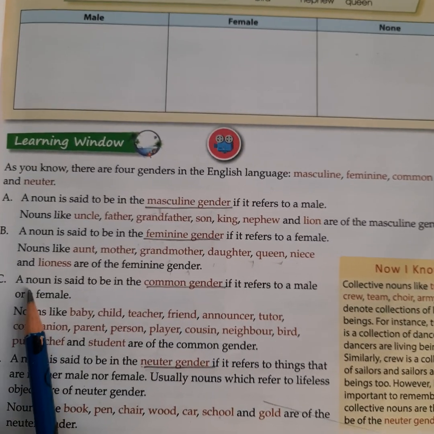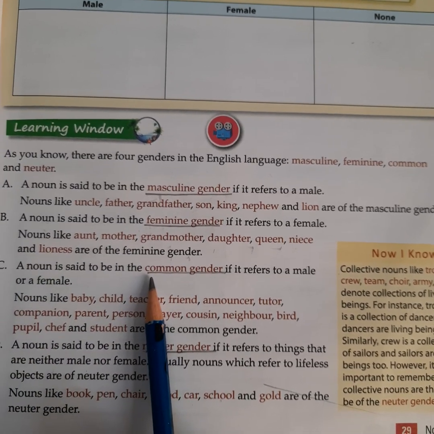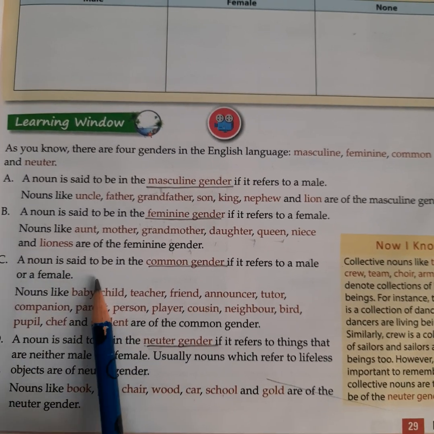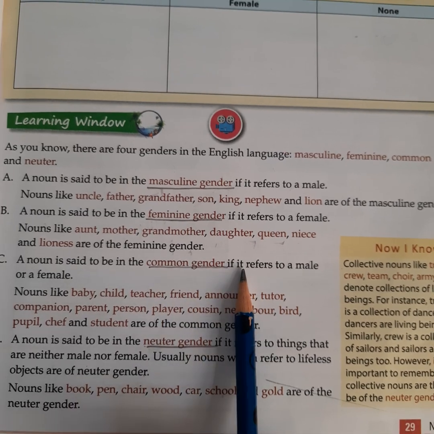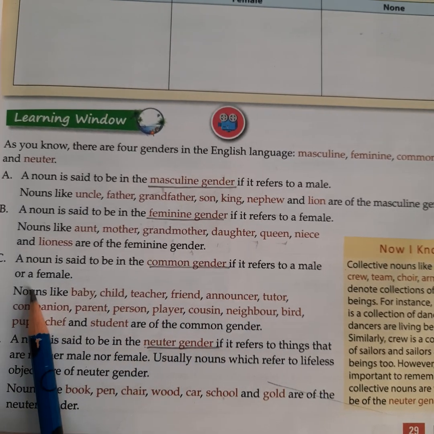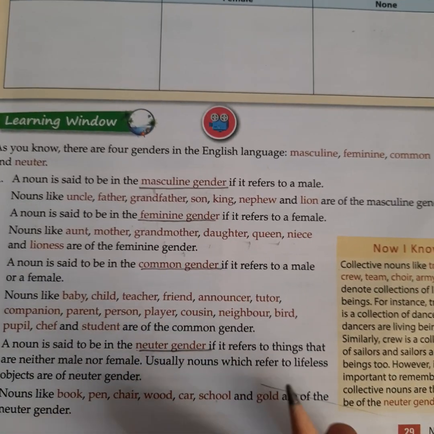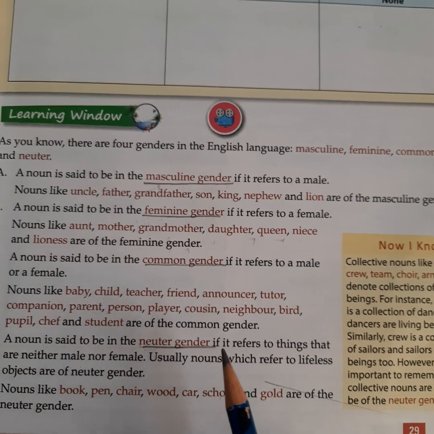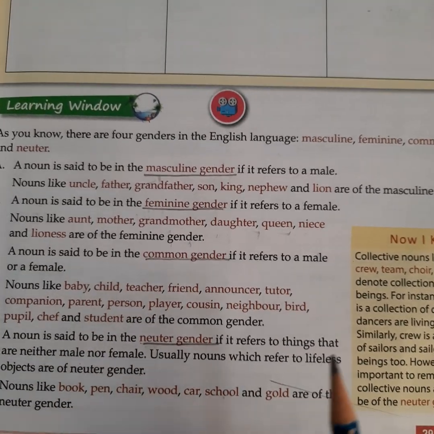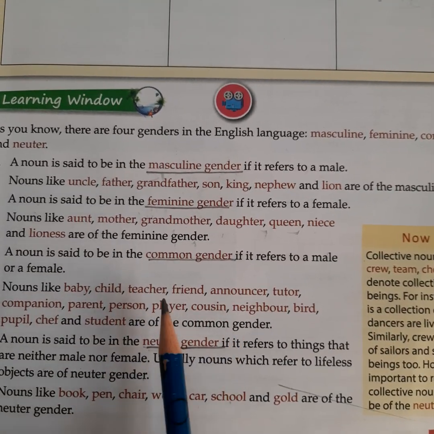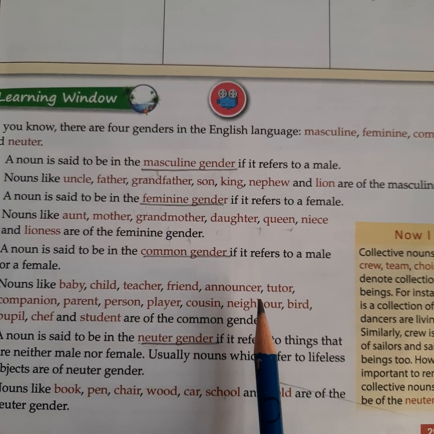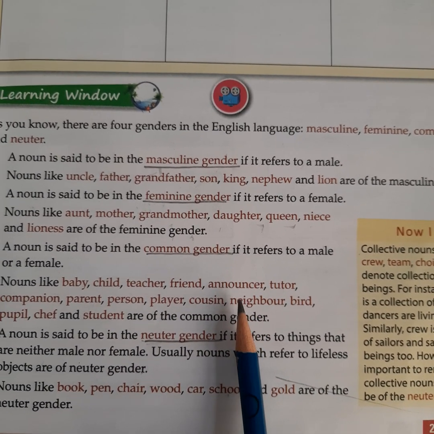Okay, let's see the third one. What is the common gender noun? A noun is said to be in the common gender if it refers to a male or a female. Okay, there are some nouns which are used for females as well as for males. They are used for masculine as well as feminine gender nouns. So what kind of nouns are those?